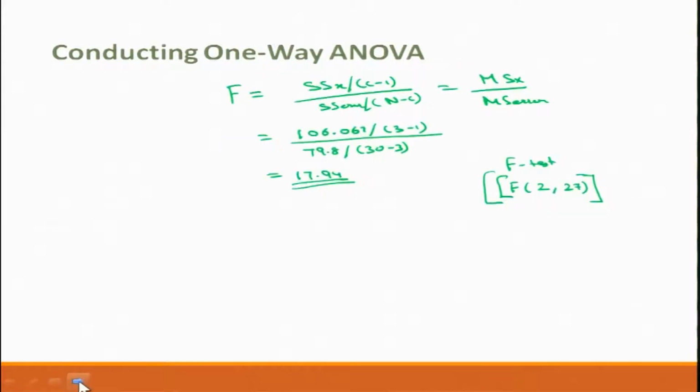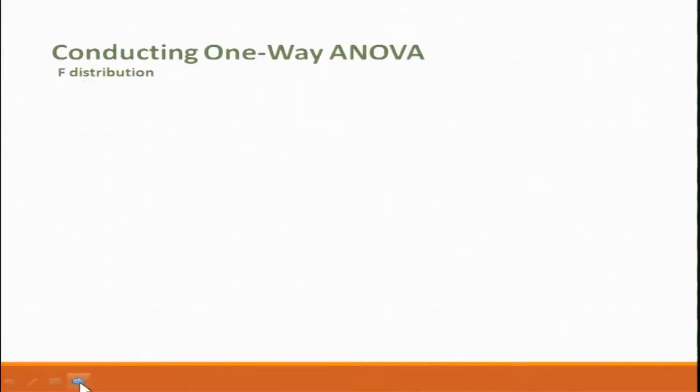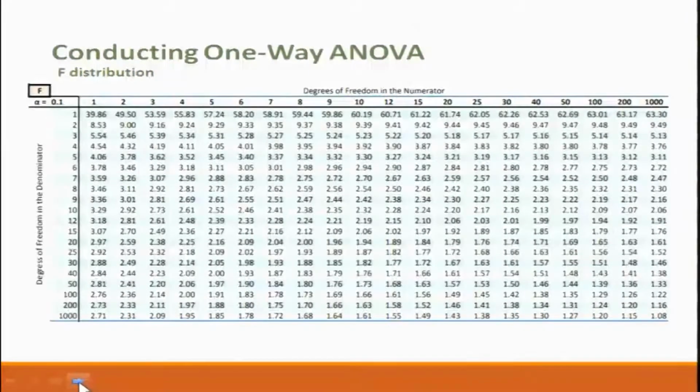So let me test the significance. For the 0.05 significance level, we can see the F table here. This is the F distribution. This is for a specific alpha value. In this case, alpha is 10%, 0.1 significance level.